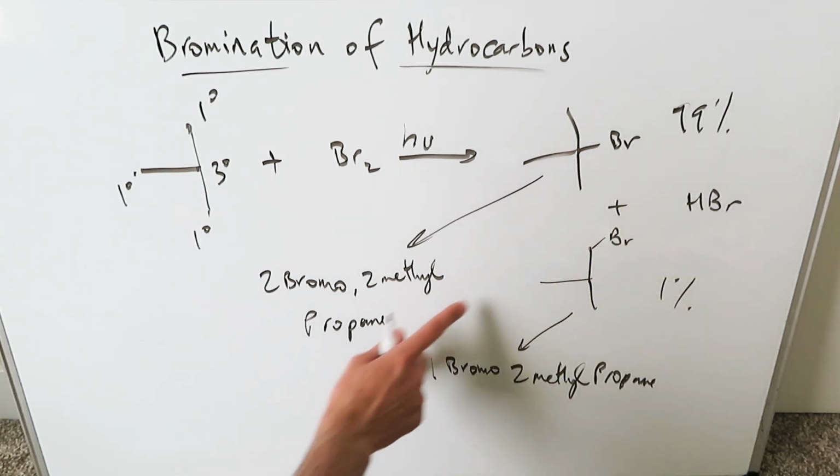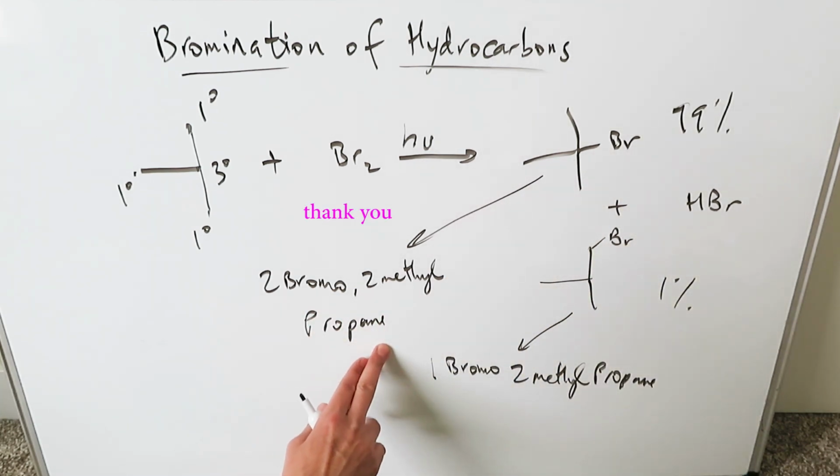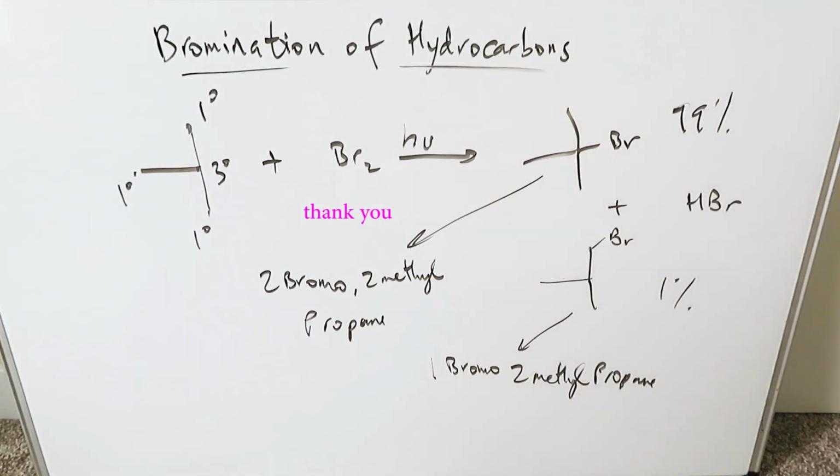And your end result here will be 2-bromo-2-methylpropane for the majority, and this will be a very small amount, 1-bromo-2-methylpropane.